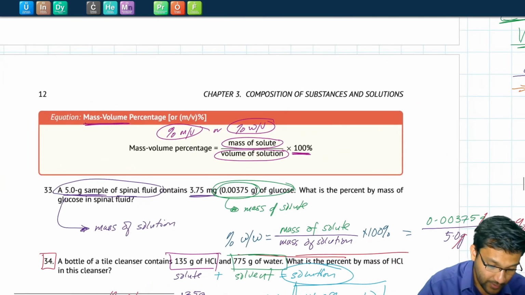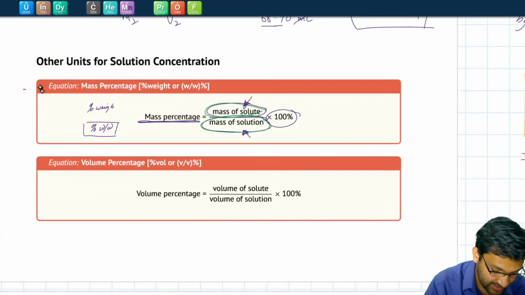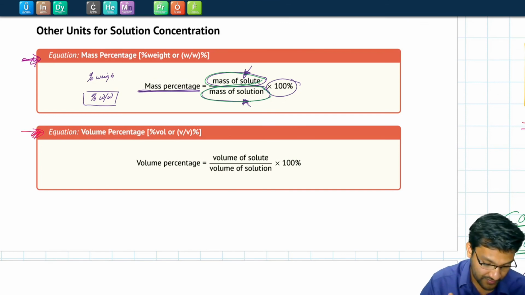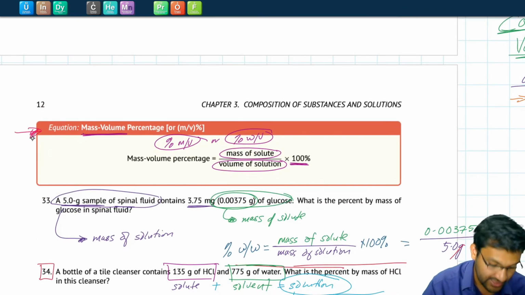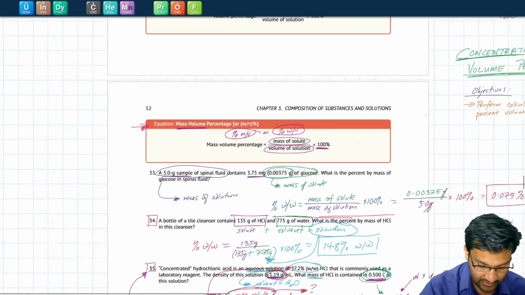So there are 3 different ways to calculate concentration by percentages. We have up here mass percentage, where it's mass of solute over mass of solution. Here we have the volume percentage, where it's volume of solute over volume of solution. And here it's mass volume percentage, where it's mass of solute divided by volume of solution, all expressed as percentages.